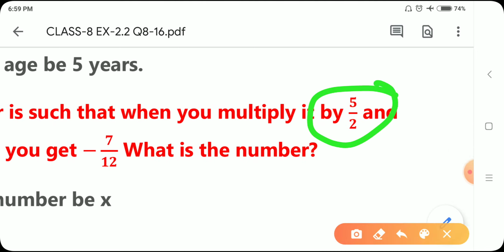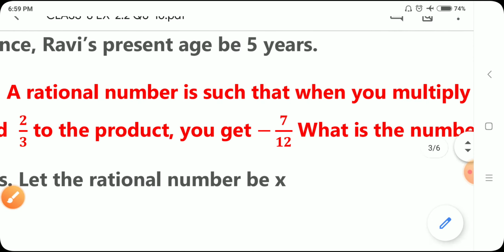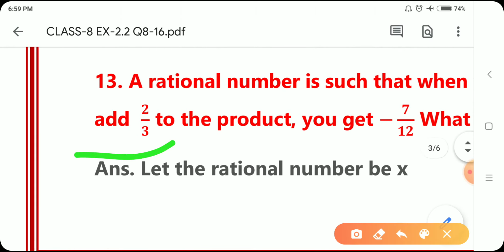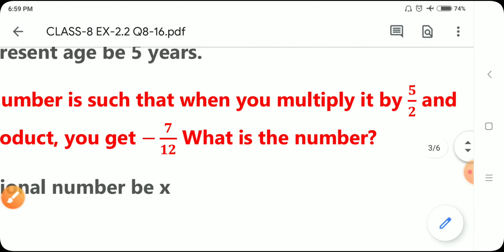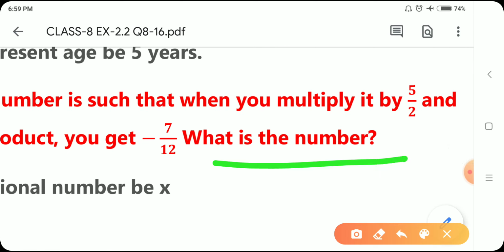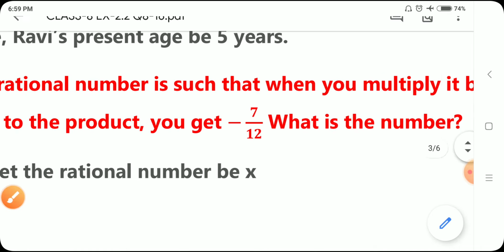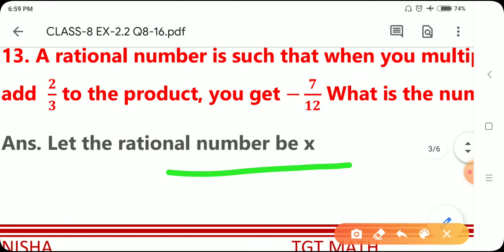When you multiply that rational number by 5 by 2 and add 2 by 3 to the product, you get minus 7 by 12. What is the number? You have to find out that number. So we have to find the number. So let us take that rational number be x.